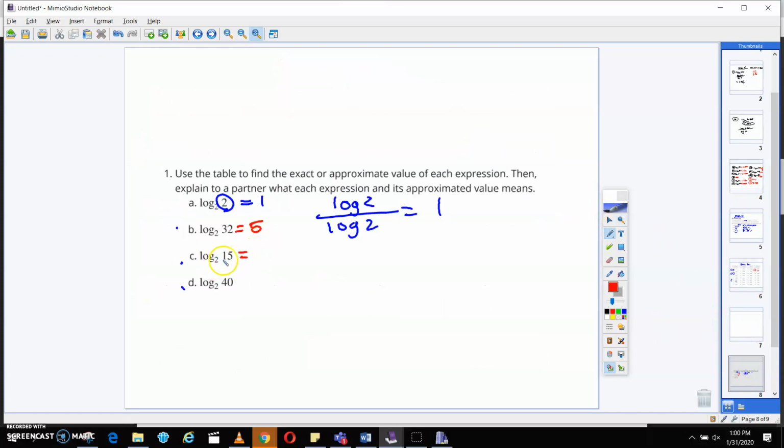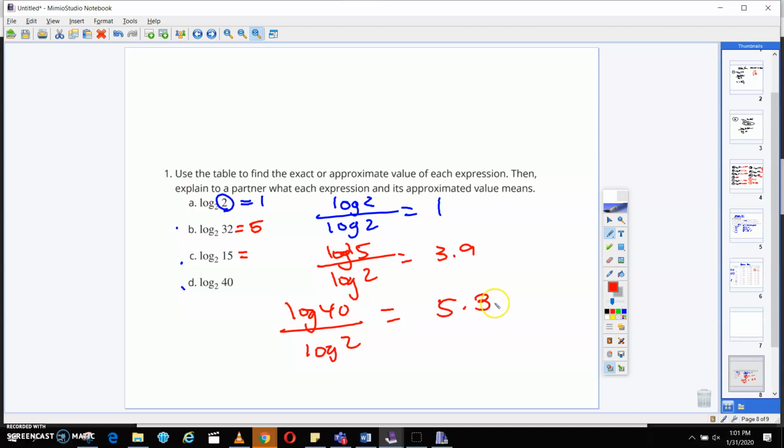So log base 2 of 15, okay? We can plug that into our calculator instead of using the table, and that's going to give us 3.9, right? The next one is going to be log of 40 divided by log of 2. What is that going to give me? 5.3. Okay? Questions on that?